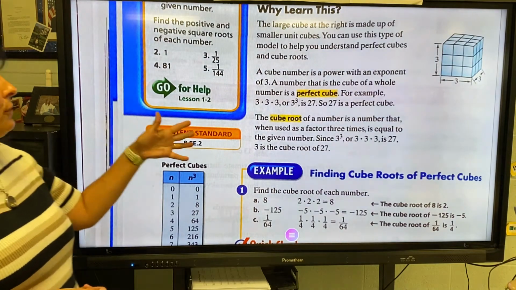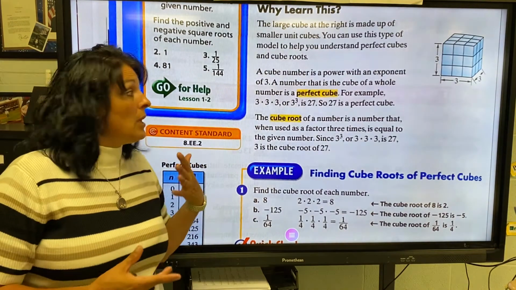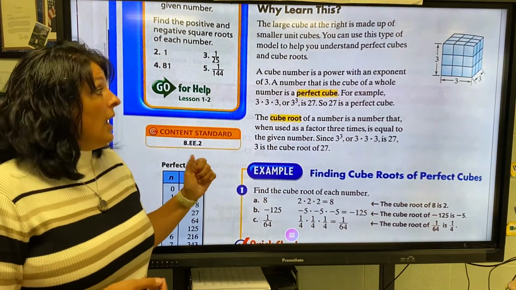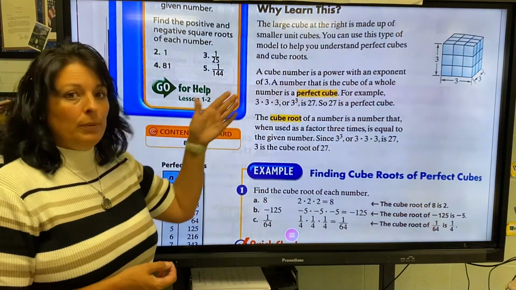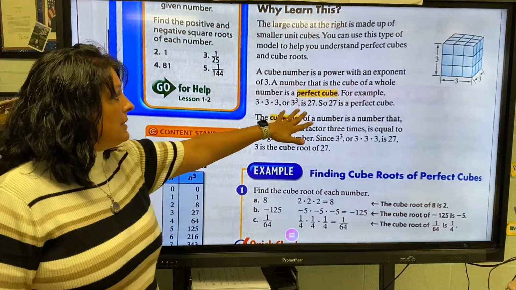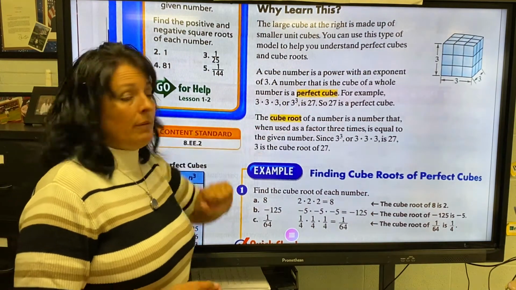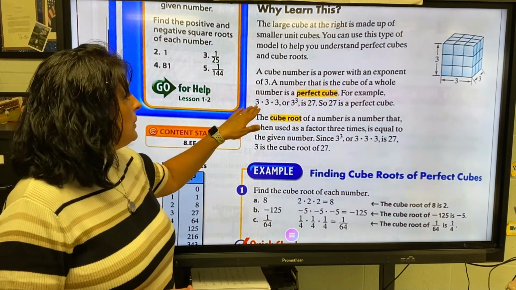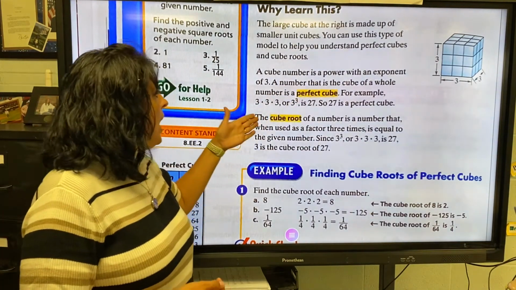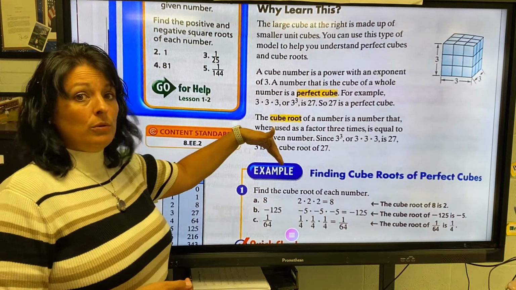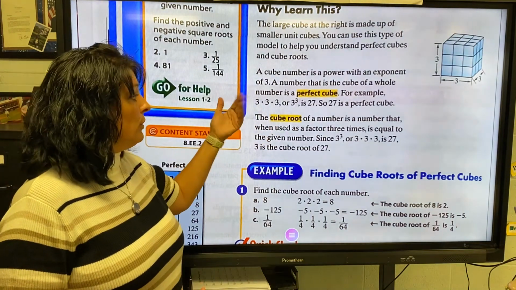All right, a perfect cube is similar to a perfect square, except it's a number times a number times a number. A cube is 3. So in this case, 27 would be the perfect cube. 3 times 3 times 3, or 3 cubed, is 27. The cube root of that equation would be your 3.